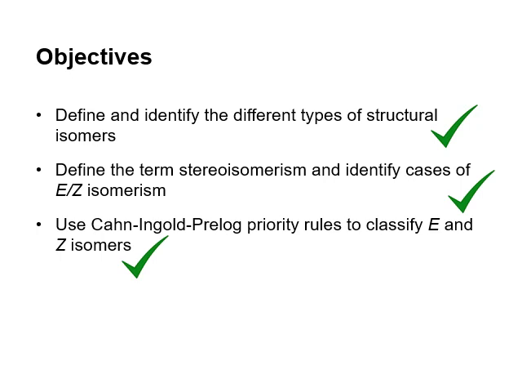So we can define and identify the different types of structural isomerism. We've got branch chain, we've got position, and we've got functional group isomers. We then know what the term stereoisomerism means, and we've looked in detail at EZ isomerism. We can identify cases of it, and we can use the Cahn-Ingold-Prelog priority rules to classify isomers as E or Z.